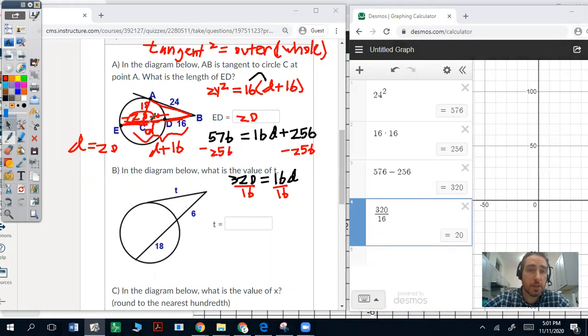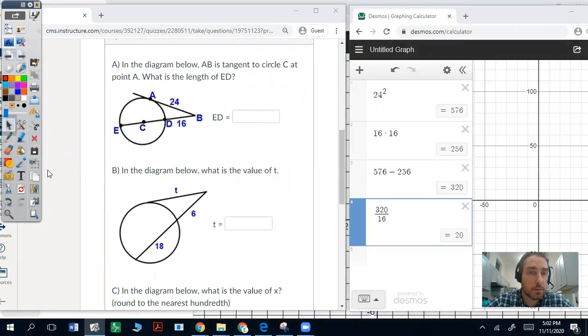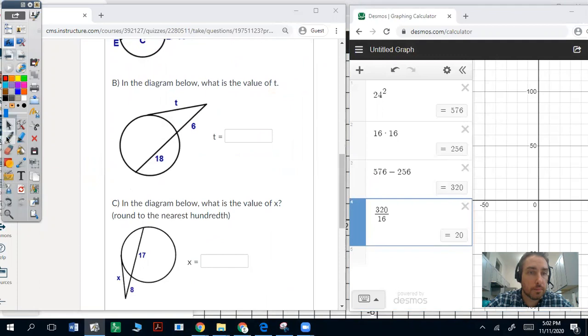Let's look at letter B. Let me clear this off. Take a minute to write all this down if you need it. All right, B and C are very similar. So I'll go over letter B with you. In this case here, your tangent is t, so that's your variable. So it's tangent squared. Your outer is going to be 6. Then the whole part is going to be 6 plus 18. So we just go in the parentheses and add those together.